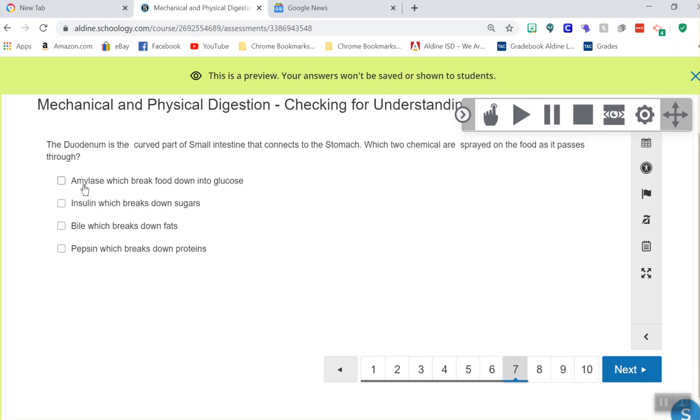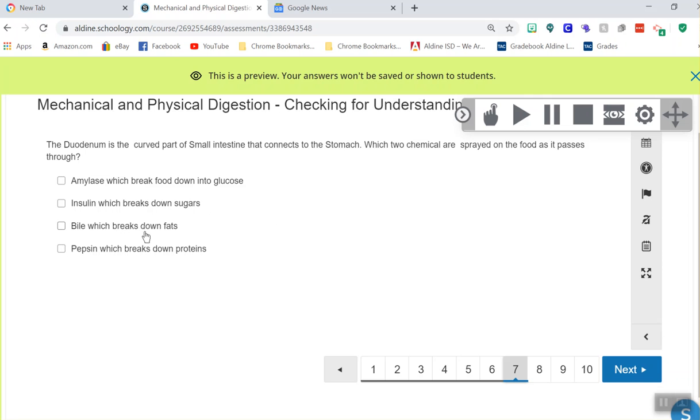So if we look over here, amylase, which breaks down food into glucose, that's actually in our mouth, so no, that's not in our stomach. Insulin, which breaks down sugars, yep, that's one of the ones. The pancreas has a little tube that hooks to the duodenum that shoots insulin onto your food as it passes by, and it breaks down sugars.